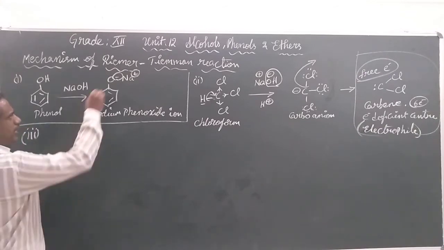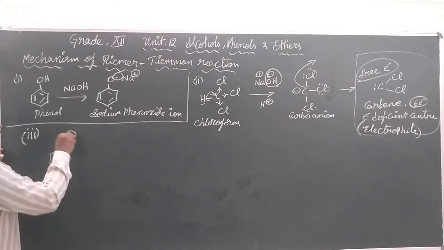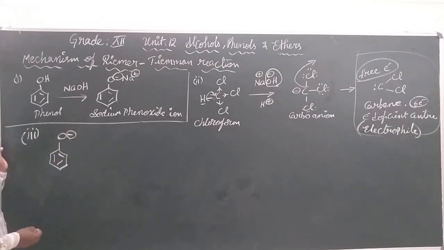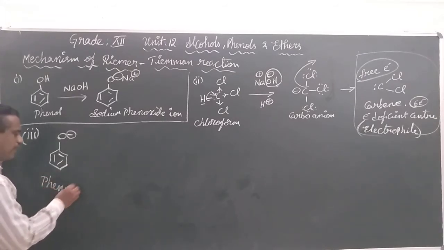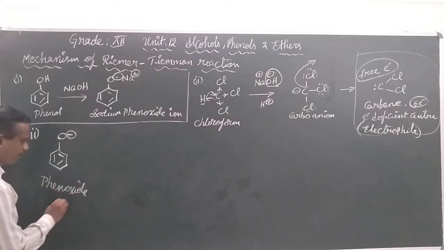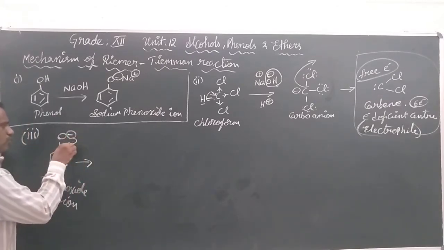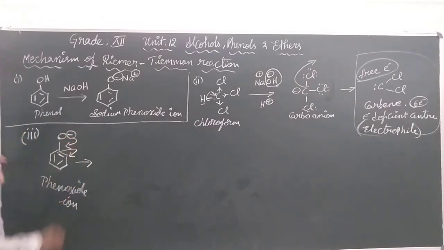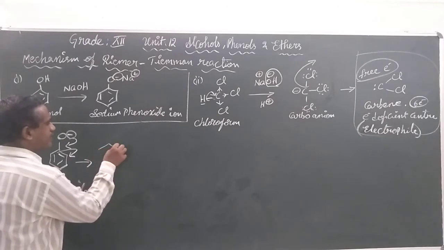In step 3, we know the sodium phenoxide ion is involved in the resonance. The phenoxide ion is giving the electrons to the benzene and making the ortho position the electron-rich center.